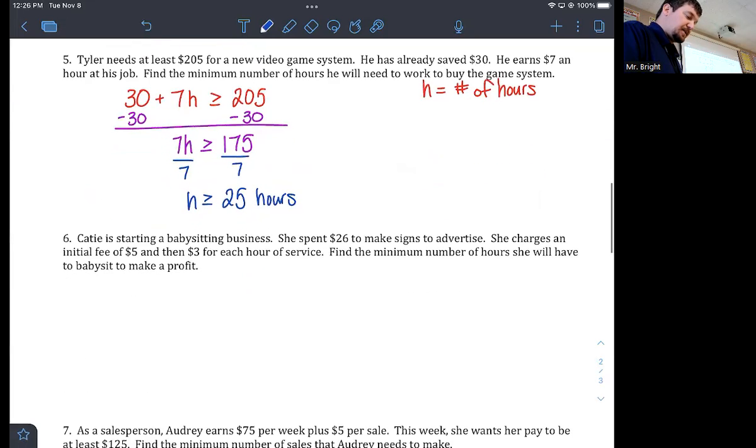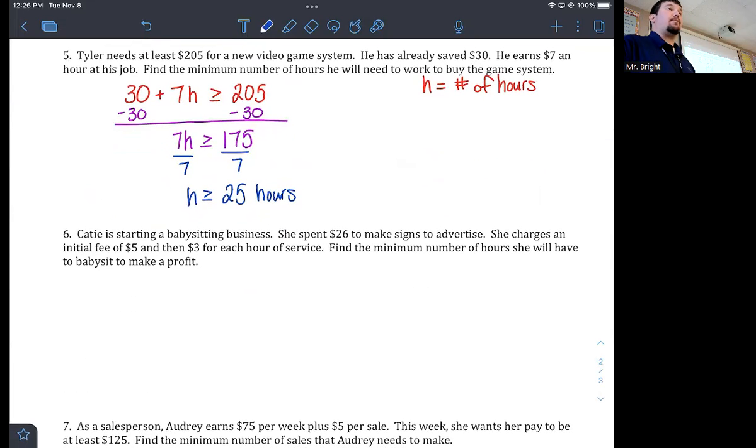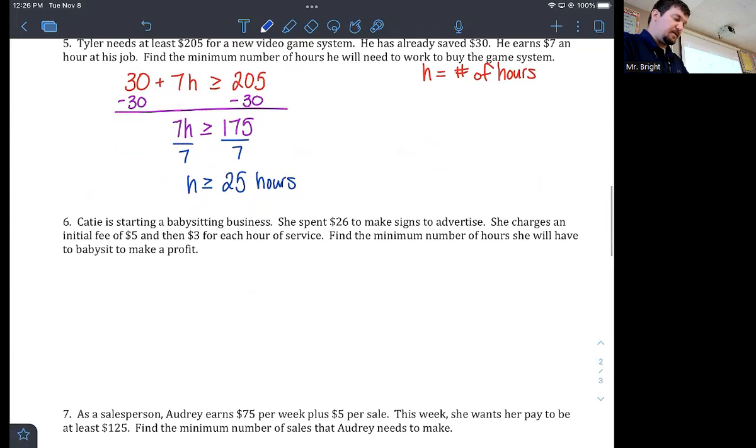All right, number 6. Oh, by the way, make sure we label that. That's a story problem, correct? Okay, so make sure you labeled it. Number 6, Katie is starting a babysitting business. She spent $26 to make signs to advertise. She charges an initial fee of $5 and then $3 for each hour.